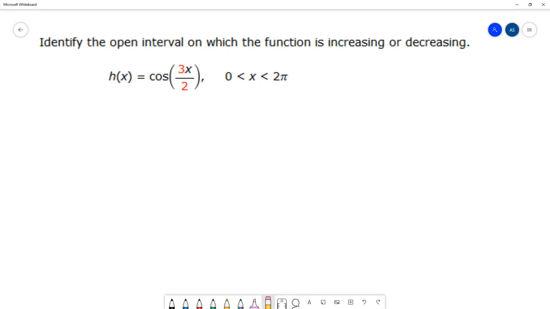For this question, we're given the function h of x equals cosine of 3x over 2. We're restricting our interval for x from 0 to 2 pi. And we want to identify the open intervals on which the function is increasing or decreasing. Now, to do this, we need the derivative.